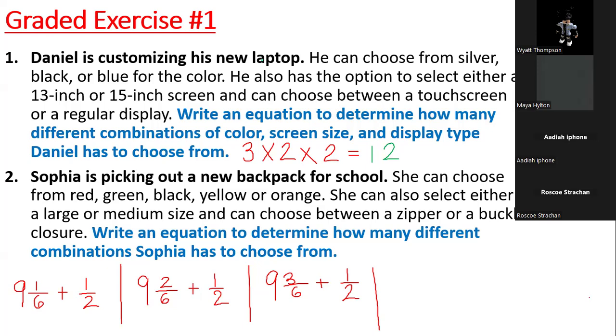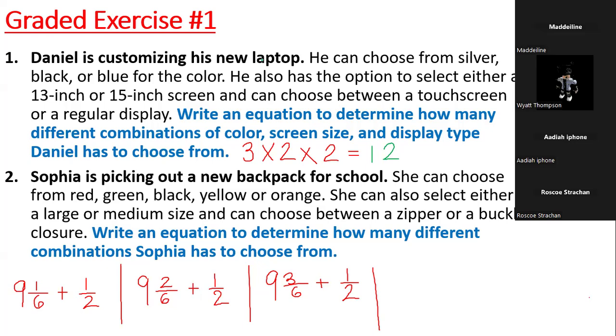Go ahead, Maya. Read number 2, please. Sophia is picking out a new backpack for school. She can choose from red, green, black, yellow, or orange. She can also select either a large or medium size and can choose between a zipper or a closure. Write an equation to determine how many different combinations Sophia has to choose from.